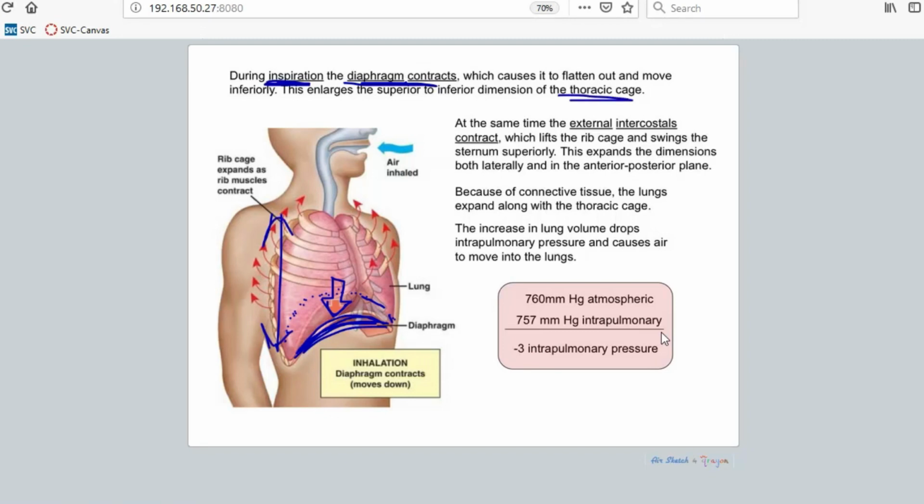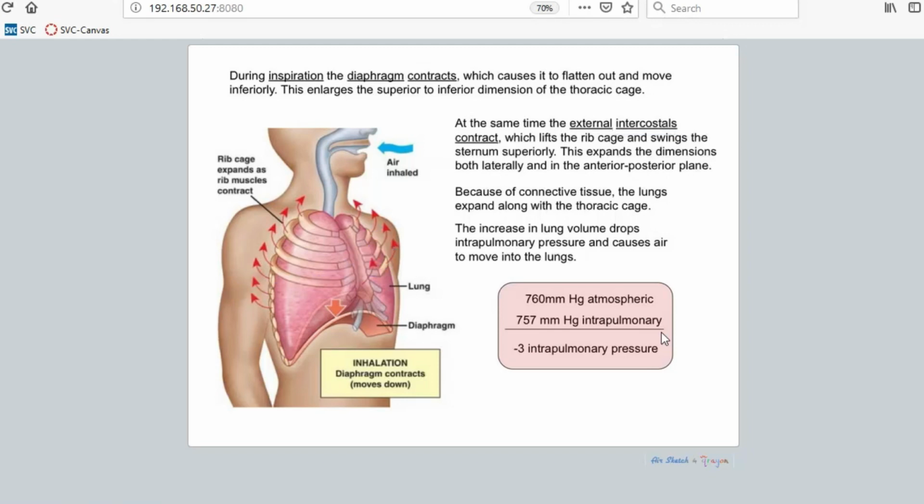And when the thoracic cage expands, the lungs expand along with it. Okay? So we're increasing the volume of the lungs. At the same time, we have the intercostal muscles that are contracting. And when that happens, that lifts up the rib cage and it swings the sternum out anteriorly. So we're increasing the size of the thoracic cage in the anterior and posterior direction.